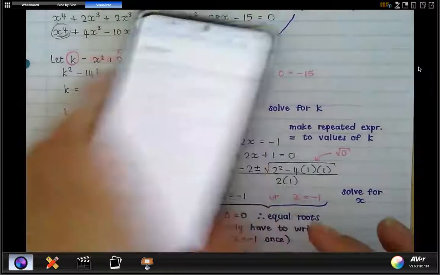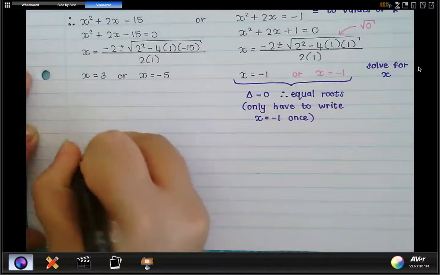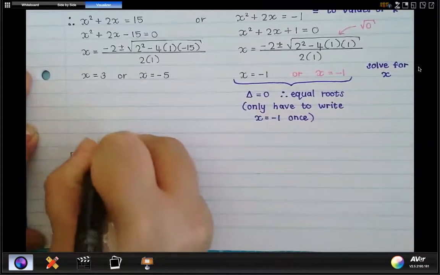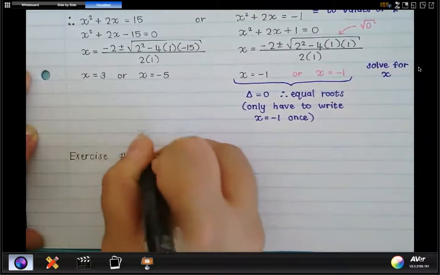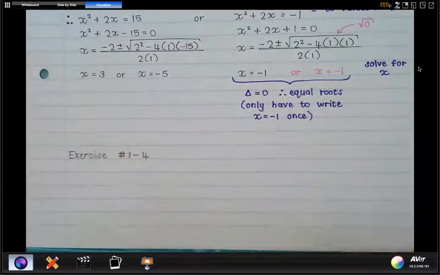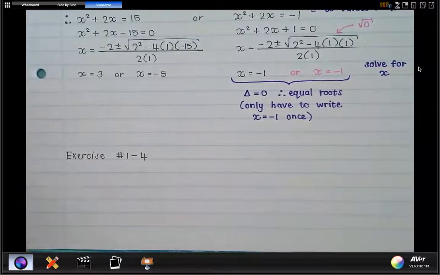All right, so on the exercise, I will post it on Google Classroom now, just as a screenshot of that exercise. So your homework is to do numbers 1 to 4 of this exercise to solve for x. First, you're going to have to put in a k, solve for k, and then use those answers to solve for x.